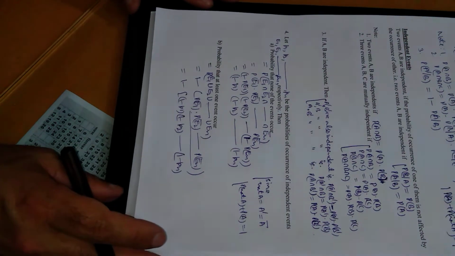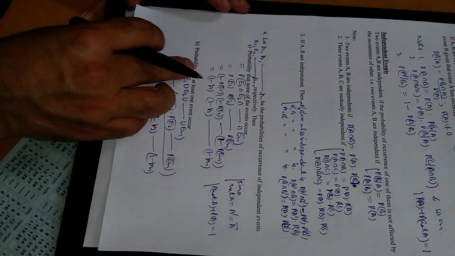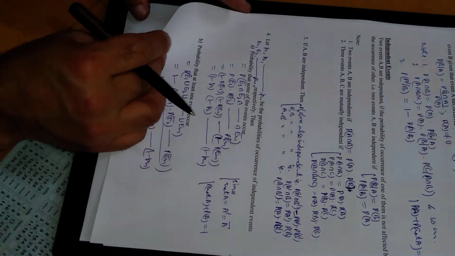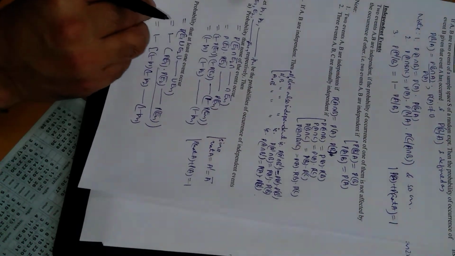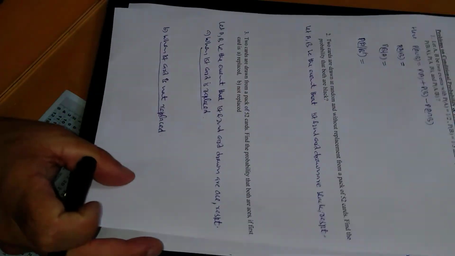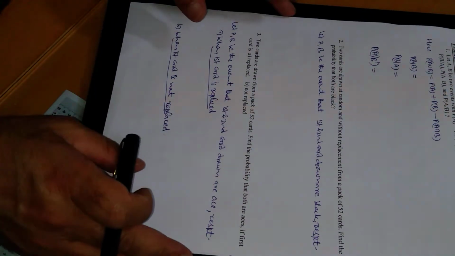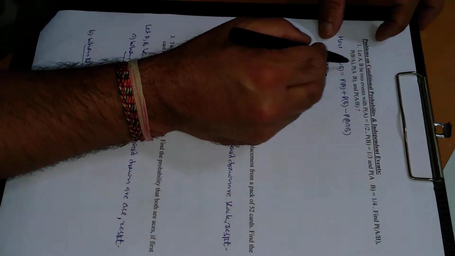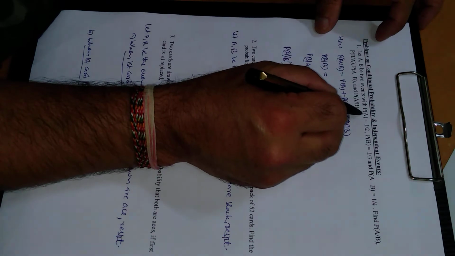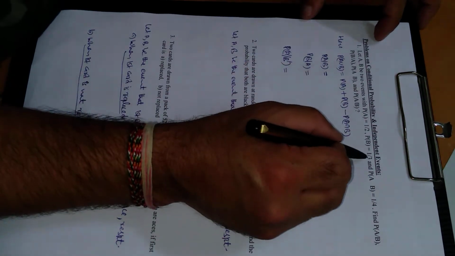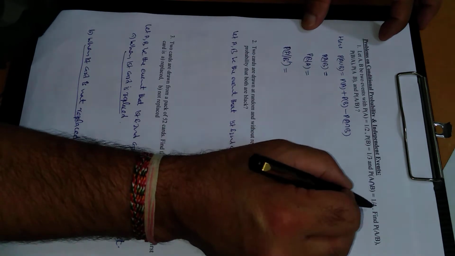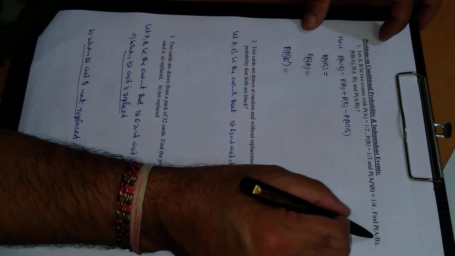Now I am going to solve various problems on conditional probability and independent events. So this is the first problem. Here some data is given. Let A be the event such that probability of A is half, probability of B is 1 by 3, probability of A intersection B is 1 by 4. Find probability of A given B.